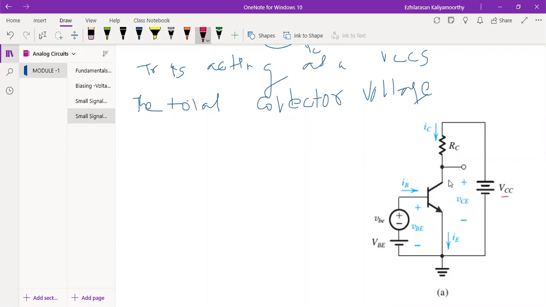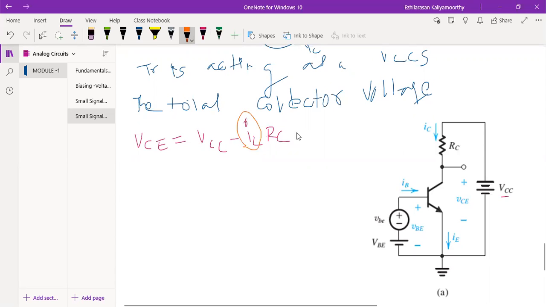So what is the VCE? To calculate this, under this current, right? So now I can write as like this: VCE is equal to VCC minus iC RC. We'll get this. Next, what is the iC? That is small iC, that is nothing but a small signal component. As we know this very clearly.